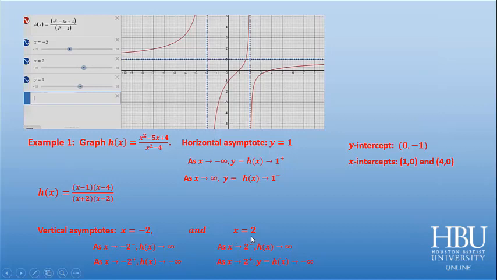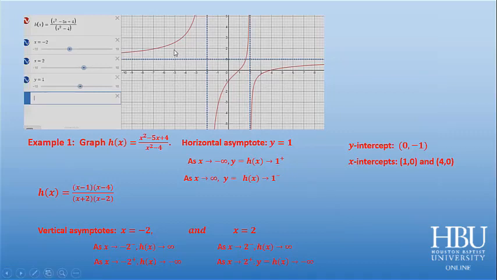The other asymptote, x equals 2, you can notice from the graph as x approaches 2 from the left, the function is approaching infinity, going up toward positive infinity. As x approaches 2 from the right, the function is approaching minus infinity. So as x gets closer and closer to 2 from the right, the function is approaching minus infinity. And you can see the graph there, the red curves.